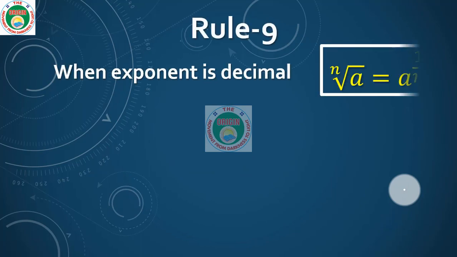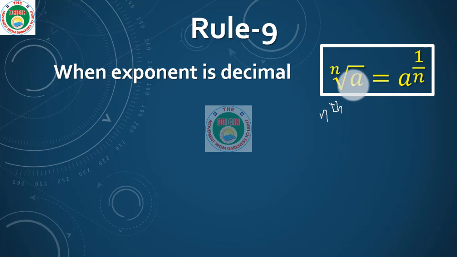Next, rule 9. When the exponent is decimal, how is the exponent a decimal here? We read nth root of a. If in place of n, 5 is there, 5th root. If 6, then 6th root. If 8, then 8th root. If n equals 10, 10th root. If n equals 100, 100th root. You should read like this.